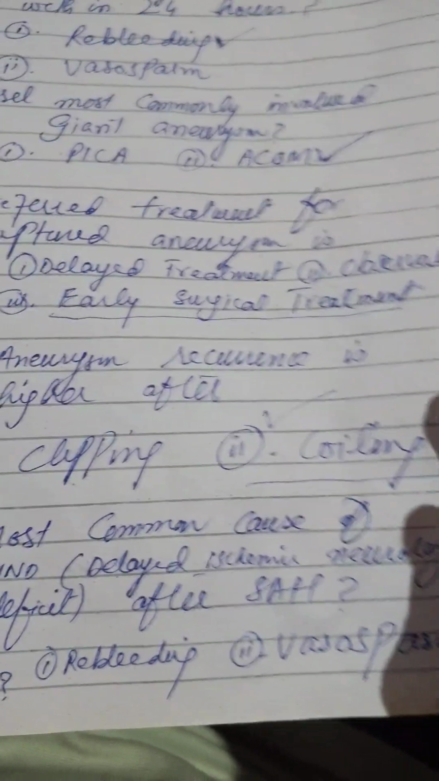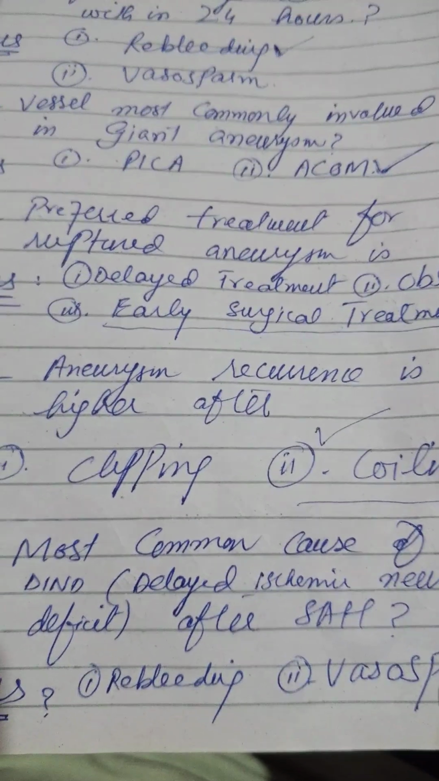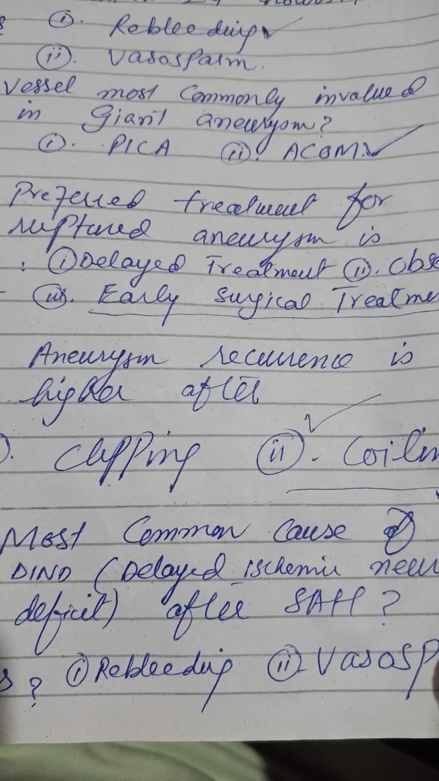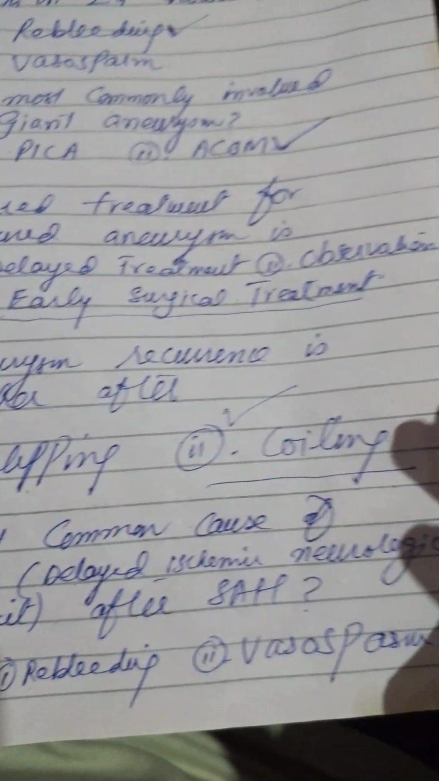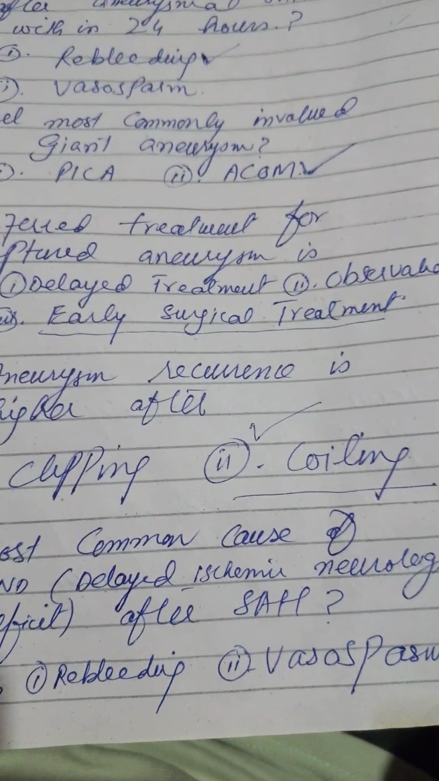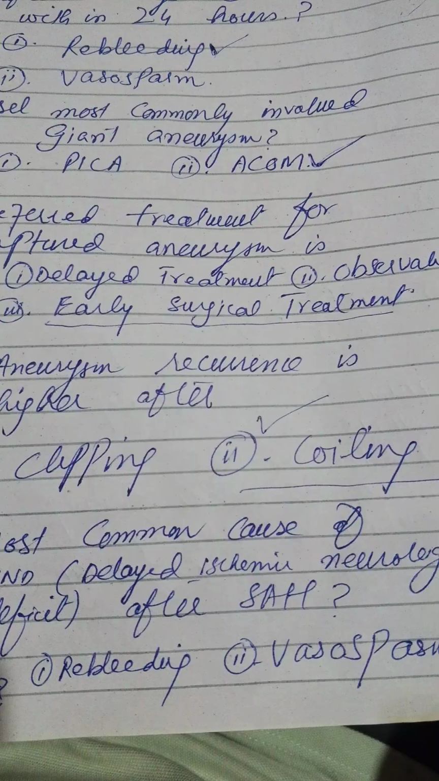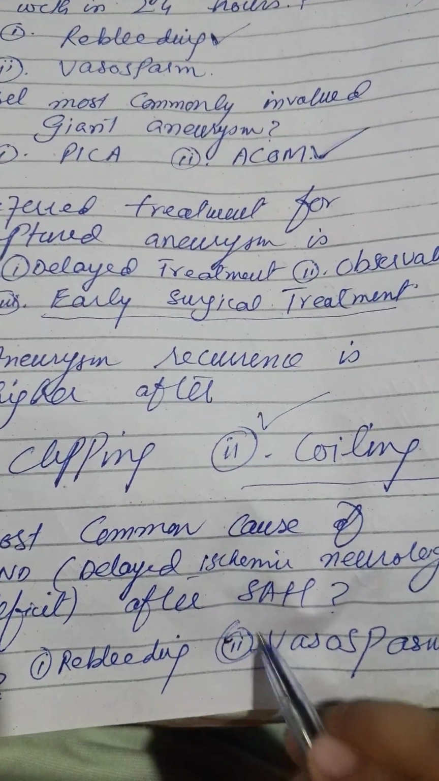The most common cause of DIND, delayed ischemic neurological deficit: rebleeding or vasospasm? Delayed ischemic neurological deficit is associated with vasospasm.